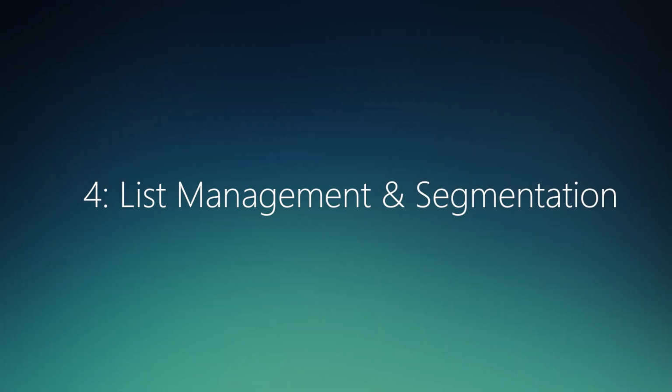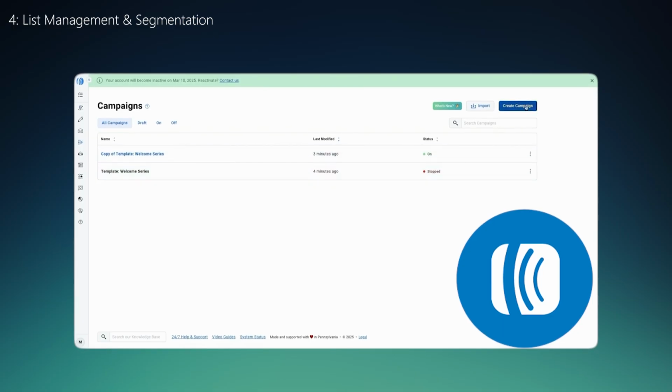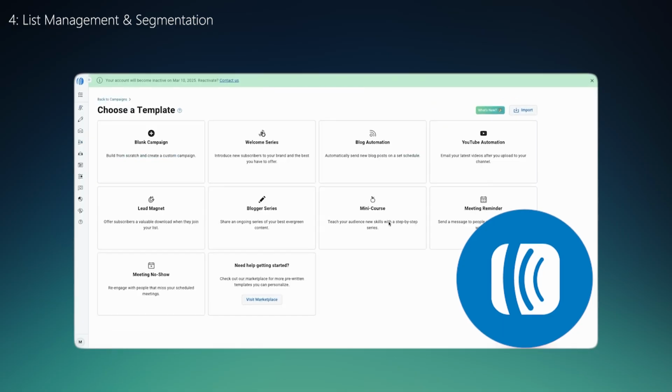Feature 4. List management and segmentation. Sending the same email to everyone is a recipe for low engagement. AWeber Plus excels at list management and segmentation. The key here is tagging. You can automatically apply tags to subscribers based on their actions, interests, purchase history, or how they signed up. Think interested in widget A, attended webinar X, clicked discount link.